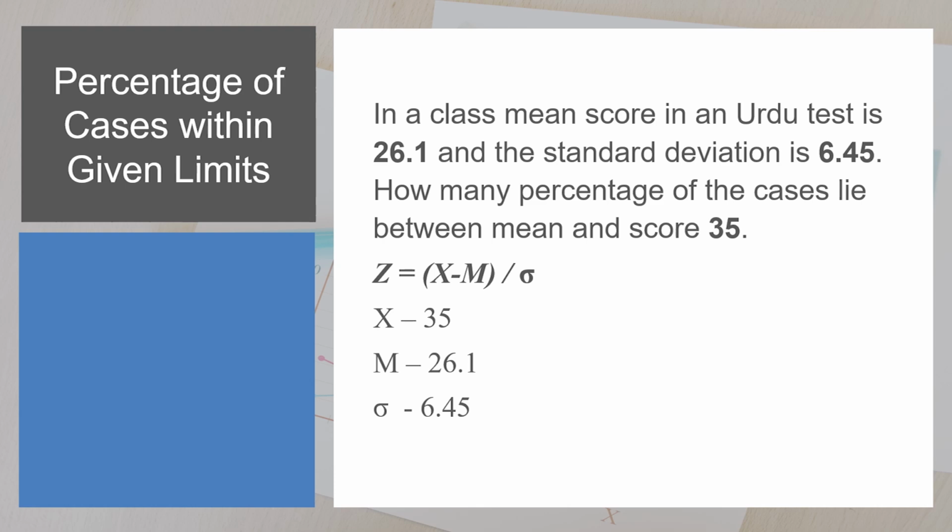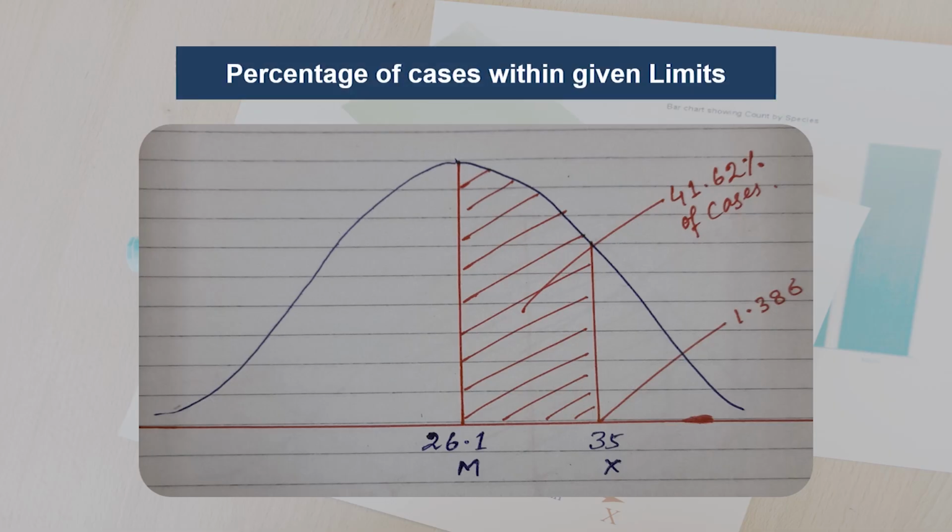So you just put these values in the formula, then you can get the result. Now to understand what percentage of the area we have to determine, here you see this is the distribution. I have just plotted it in a normal probability curve. Mean is 26.1 and the x, that's the individual score, is 35.